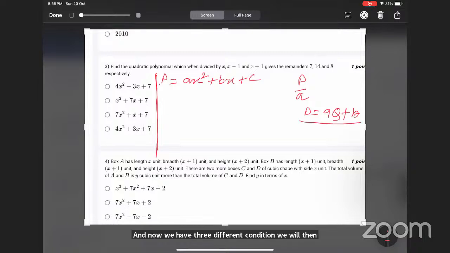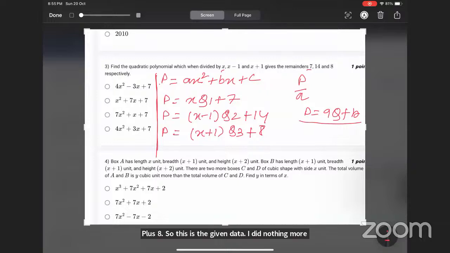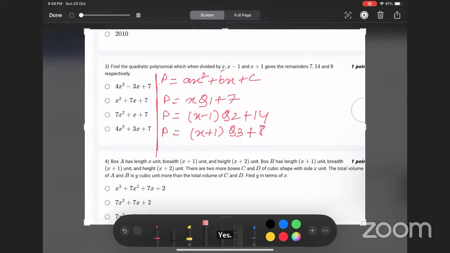So we have P equals x Q1 plus remainder 7. This is our first equation. The second equation is P equals (x minus 1) Q2 plus 14, right? And the third equation is P equals (x plus 1) Q3 plus 8. So this is the given data. I did nothing more than that, right? Is it clear up to here? Yeah, ma'am. Now what will be the next step?